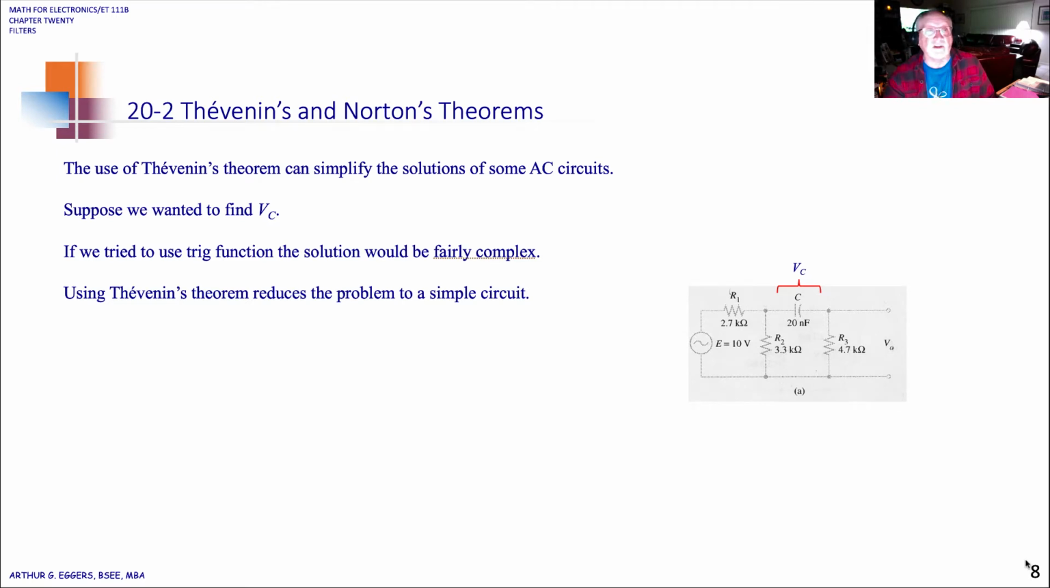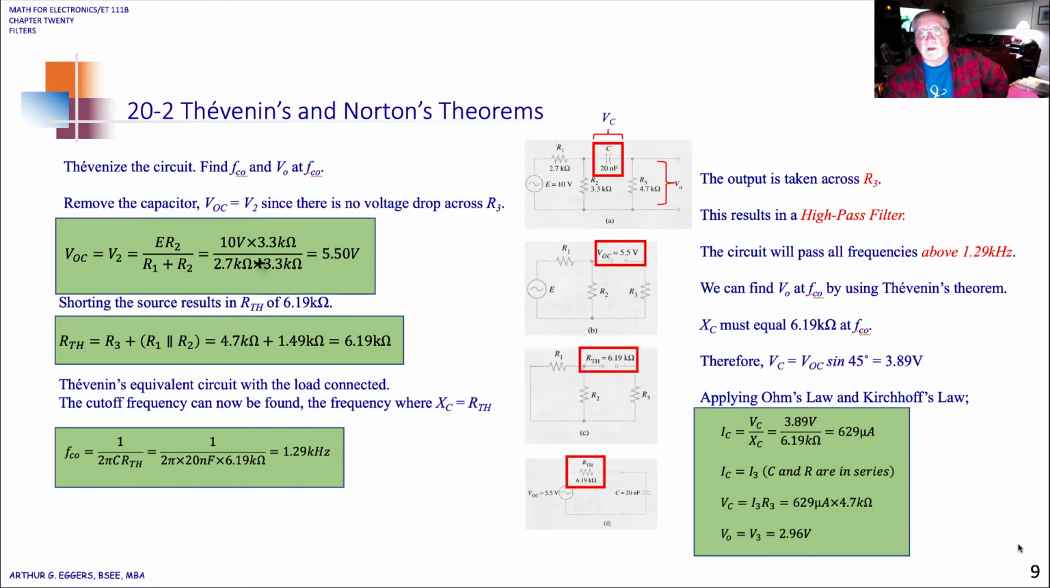Just so you know, Thevenin's theorems are typically done with circuits that represent the input source as a voltage. Norton's theorems are typically calculated using current and a current source. So let's take a look.